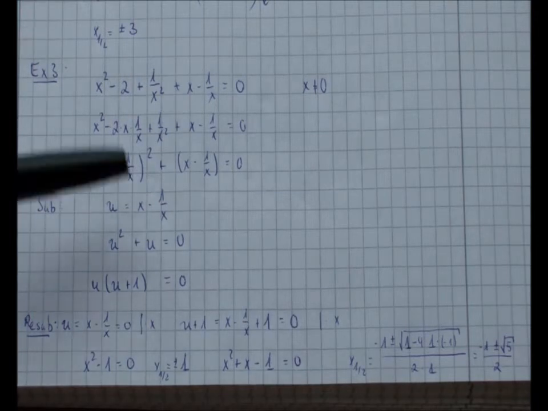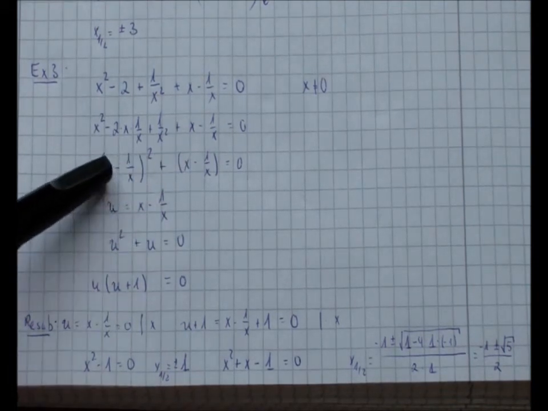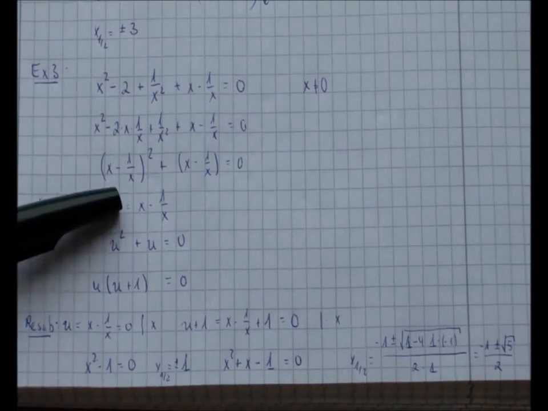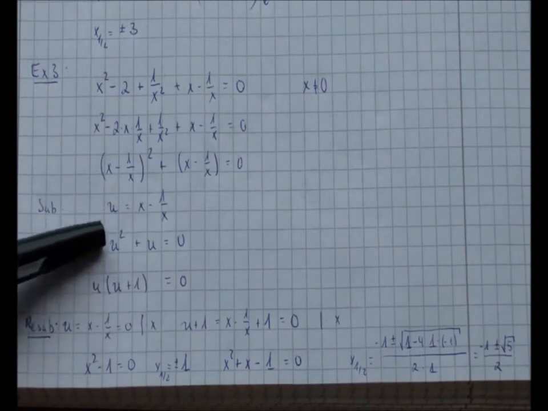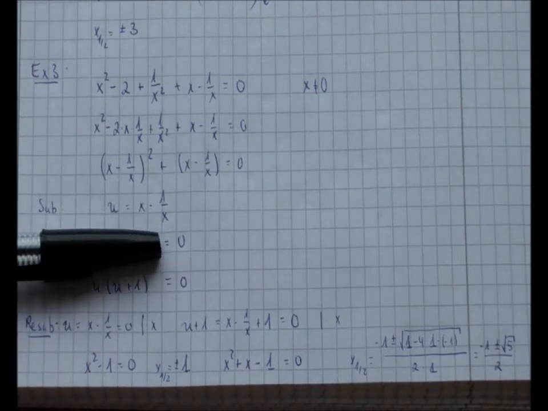Okay, now if you look at this, you have something squared plus this something, because they look similar and they are actually the same. Now we do the substitution. u is equal to x minus 1 over x. You put that in, now you get this equation, u squared plus u equals 0.